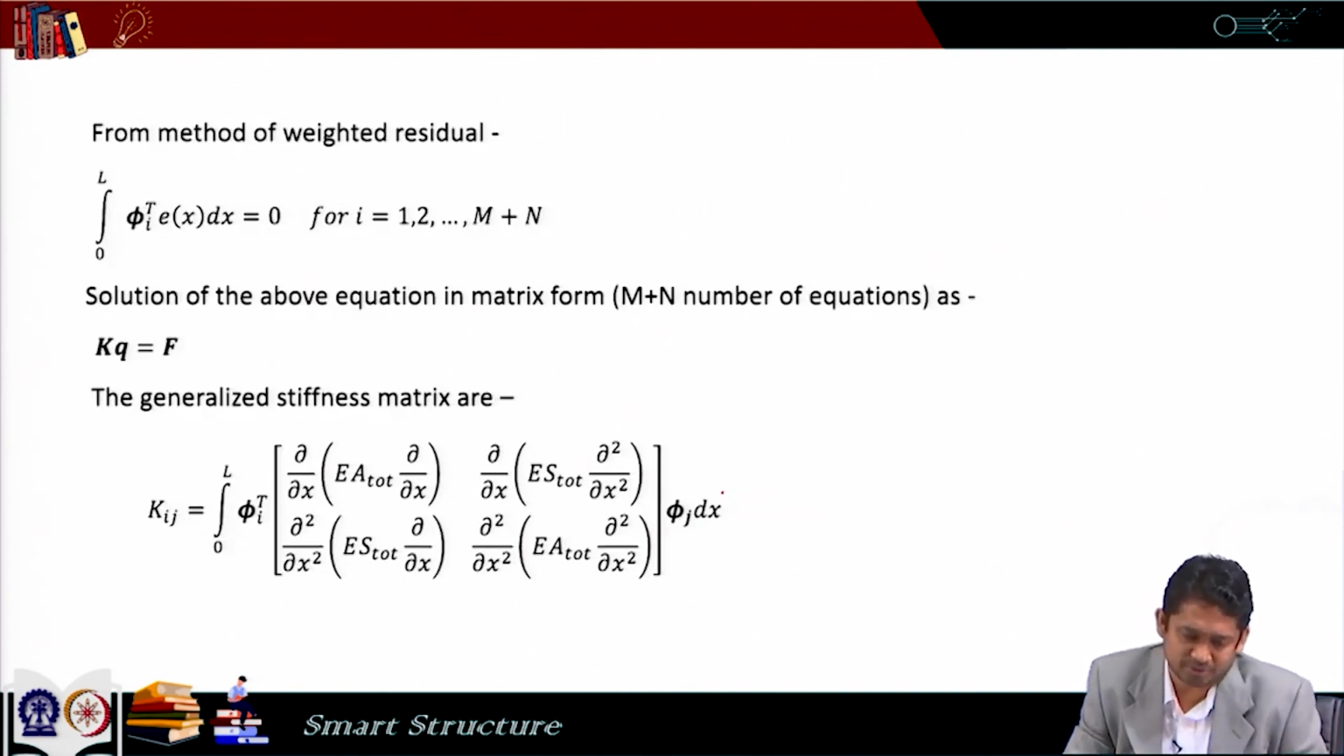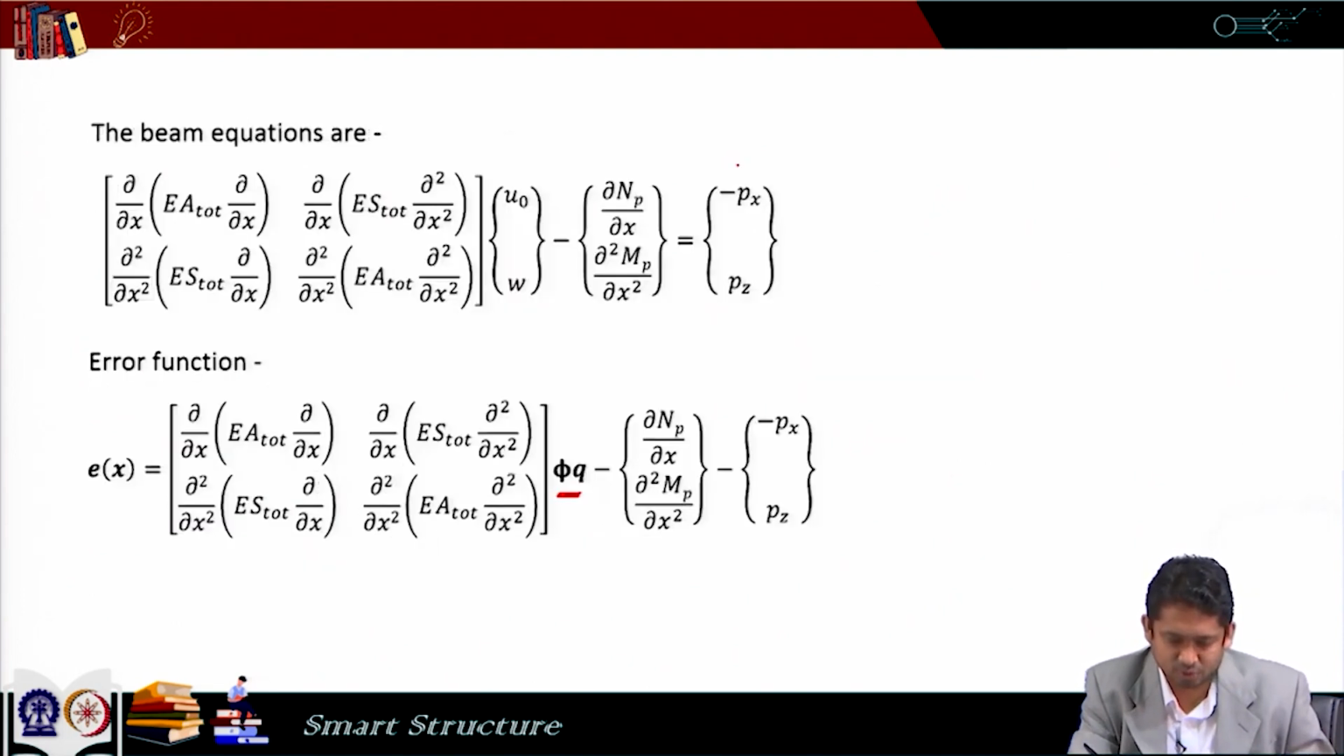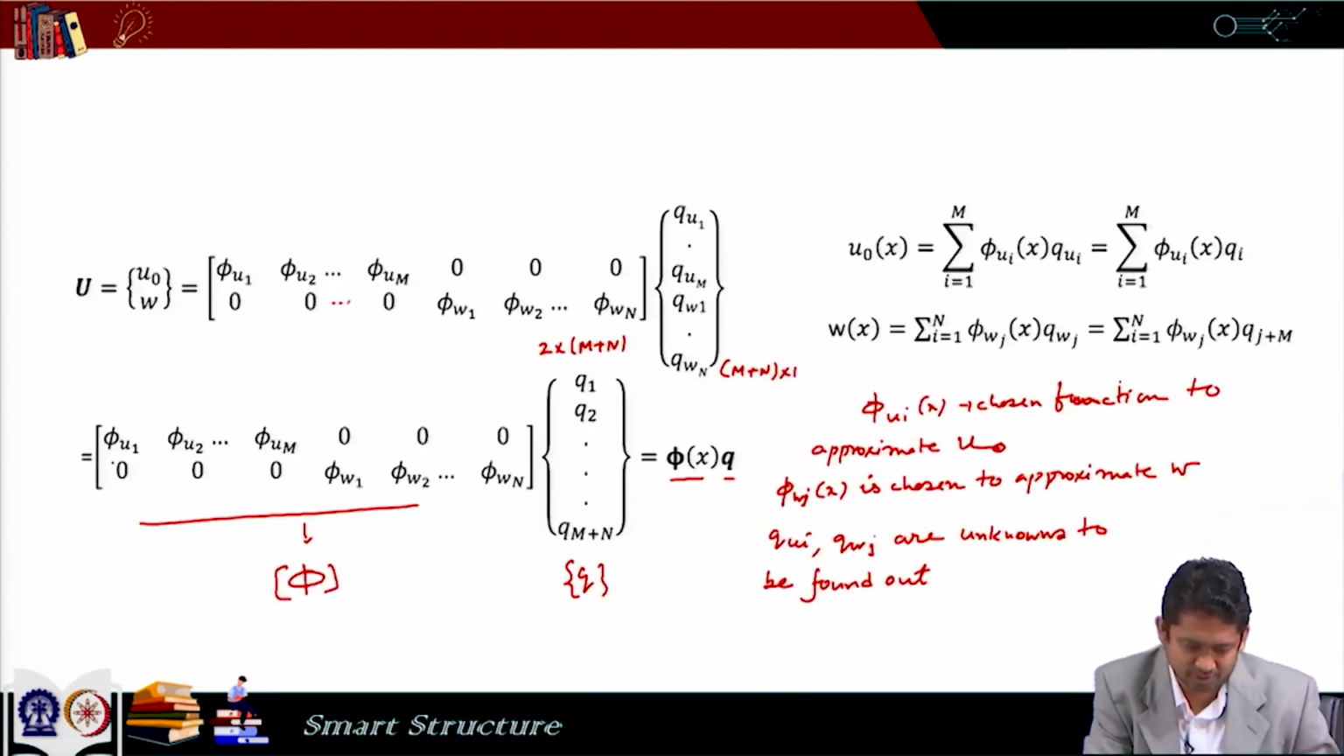Then what we do is we multiply this error function by this approximation phi's. So if we go back to our phi vector, this is our phi 1, this is our phi 2, this is our phi 3, phi m and so on, and we can go up to phi n.